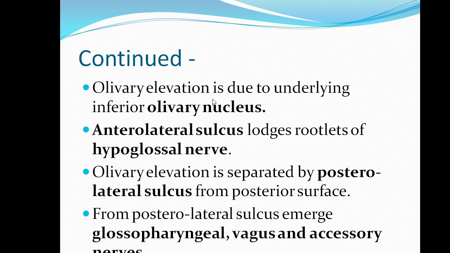The olivary elevation is due to the underlying inferior olivary nucleus. The anterolateral sulcus lodges the rootlets of the hypoglossal nerve. The olivary elevation is separated by the posterolateral sulcus from the posterior surface. From the posterolateral sulcus emerge the glossopharyngeal, vagus, and accessory nerves.